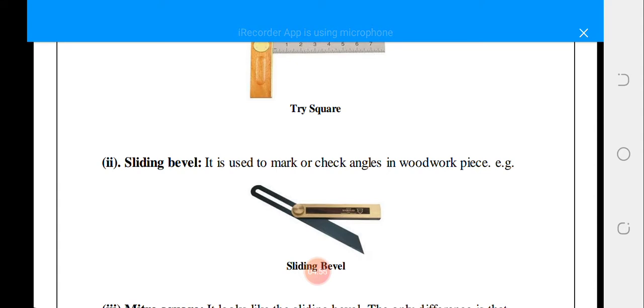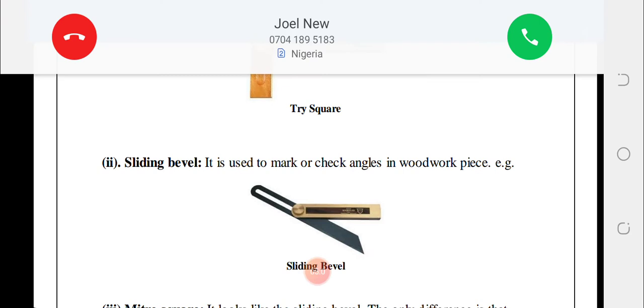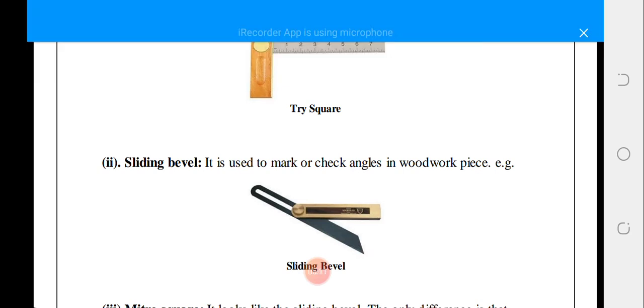And what is the sliding bevel used for? It is used to mark or check angles. So the sliding bevel is used to mark or check angles in a woodwork piece. So if you want to know an angle, or if you want to mark an angle, you know, the tri-square now is used to check the rightness of the edges at angle 90 degrees. Are you following? But for this sliding one, you use it to mark.